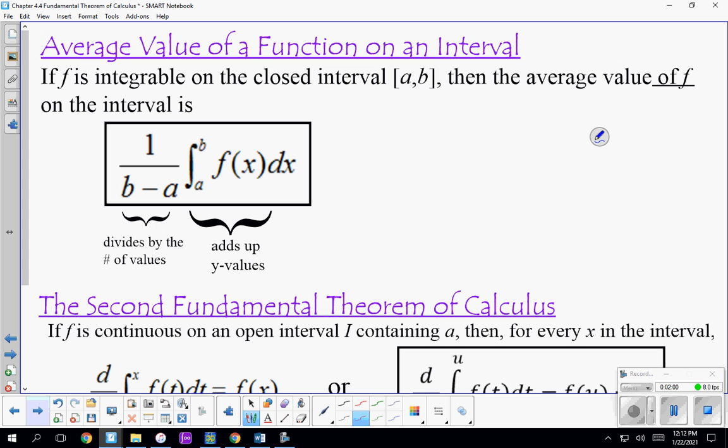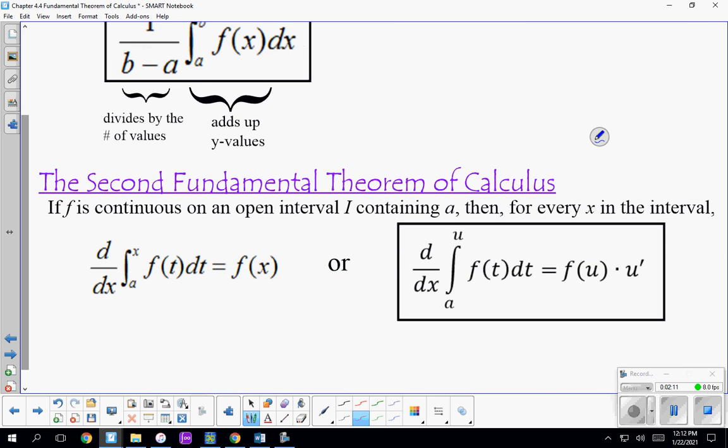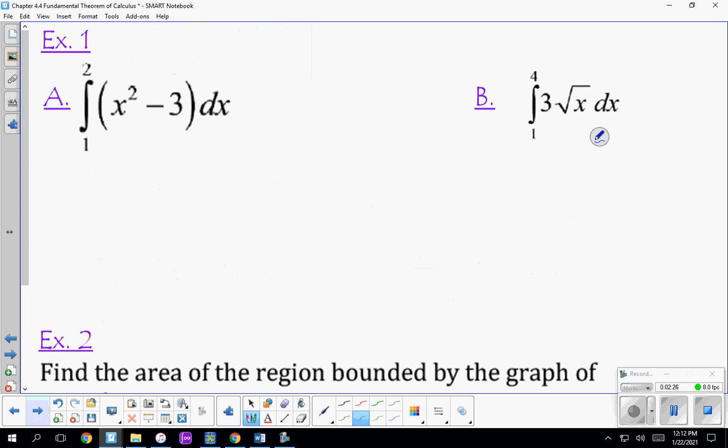Average value, we're going to talk about more in the next video, but it also uses a definite integral, so we're going to have to use the fundamental theorem of calculus. The second fundamental theorem of calculus, which we'll go over in the next video, is a shortcut for taking derivatives of integrals, and it has to do with the fact that they are inverse operations.